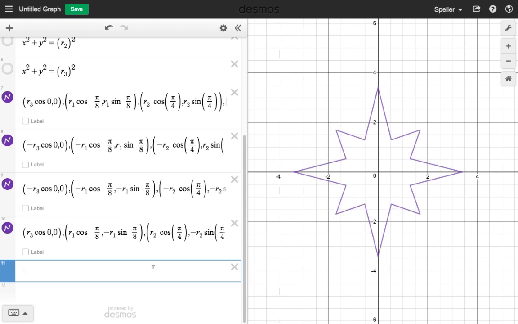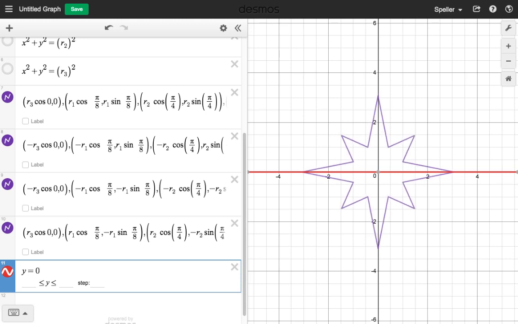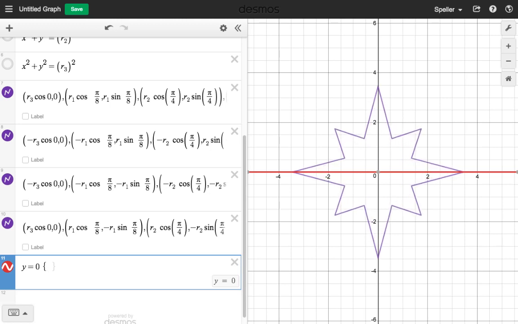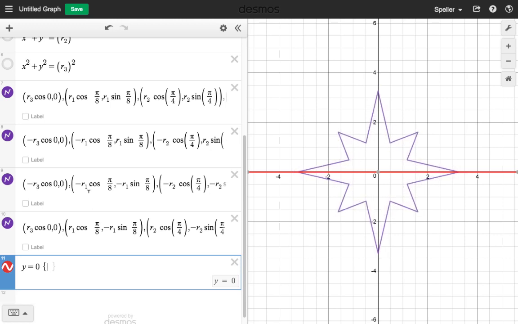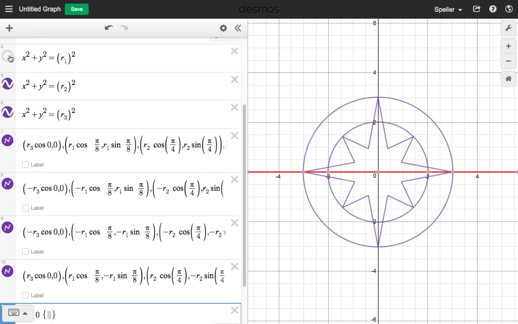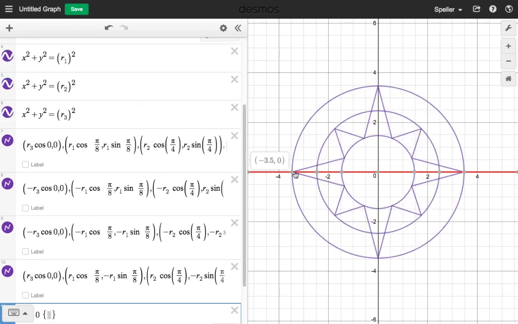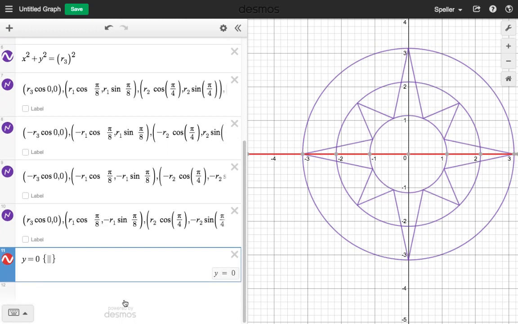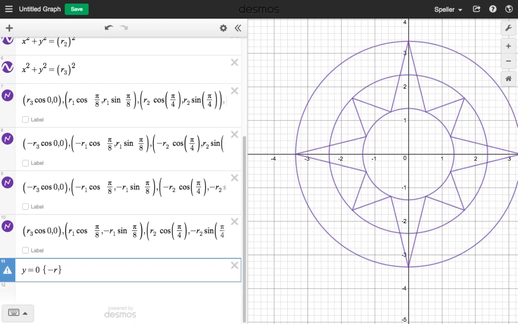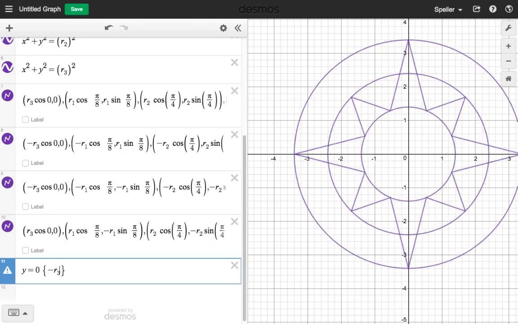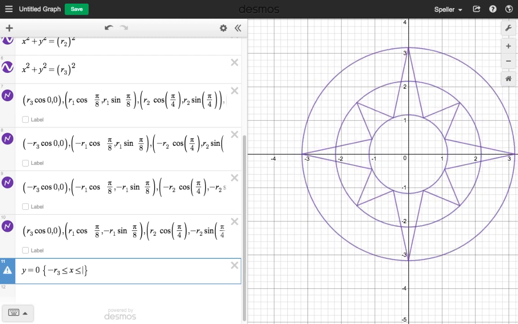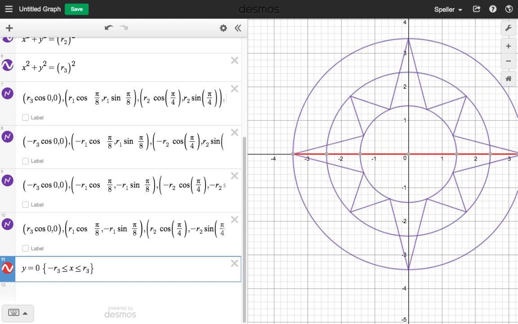We're going to first start off with y equals. That gives us a horizontal line, but we want to limit it. So let's put these circles back in here so we can better see. We want the x value to go out to R sub 3, but negative. So we want negative R sub 3 less than or equal to x, less than or equal to positive R sub 3, restricting the domain. So now we see that's limited.